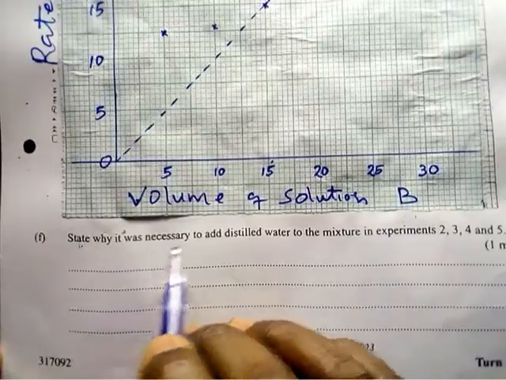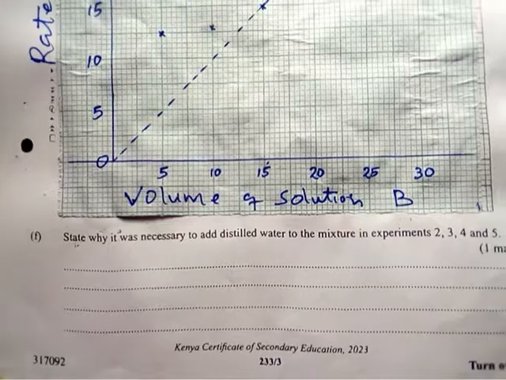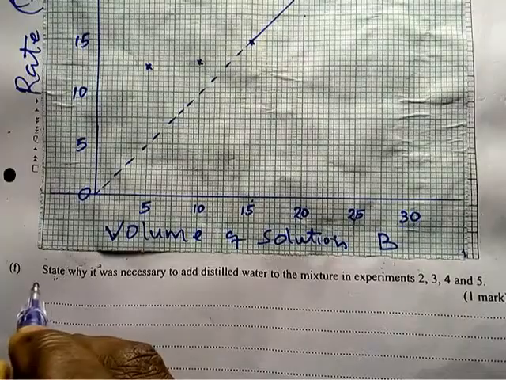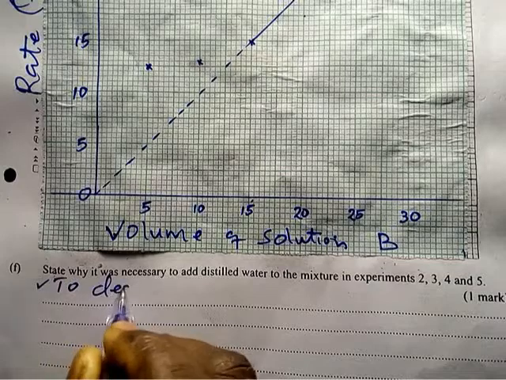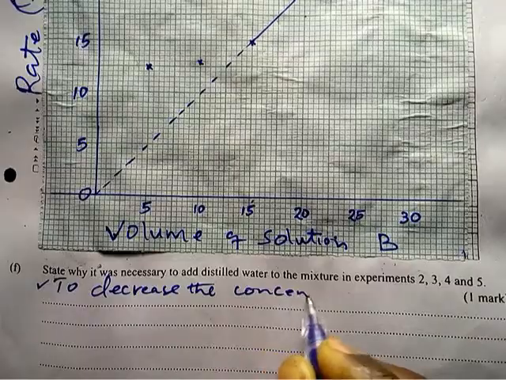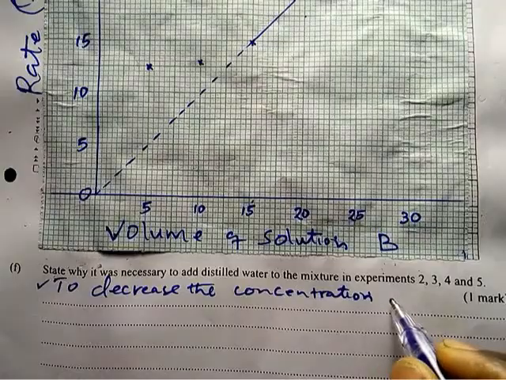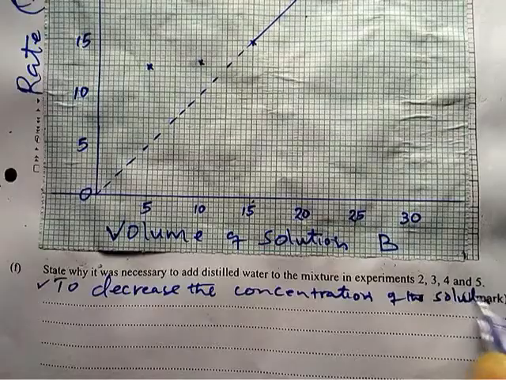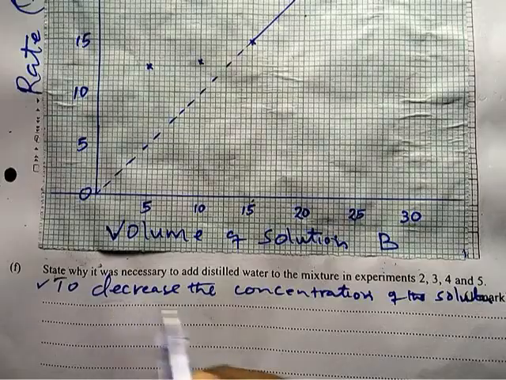State why it was necessary to add distilled water to the mixture in the experiment. Why were we adding water? There are several answers for that. Answer number one is to decrease the concentration of the solution. To decrease is to lower. Somebody could say to lower the concentration.